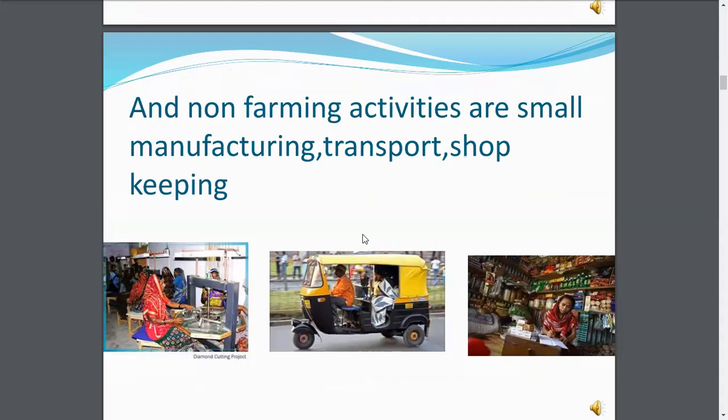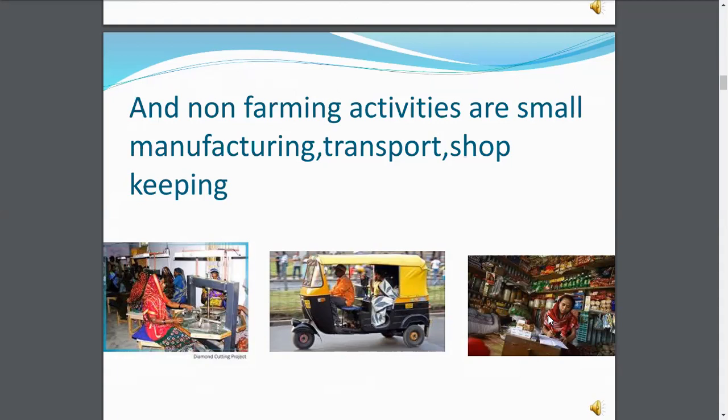You can see here the ladies. We can also say there are small cottage industries and so on that can work here, along with transport and shopkeeping. So these are some of the non-farming activities in Palampur.